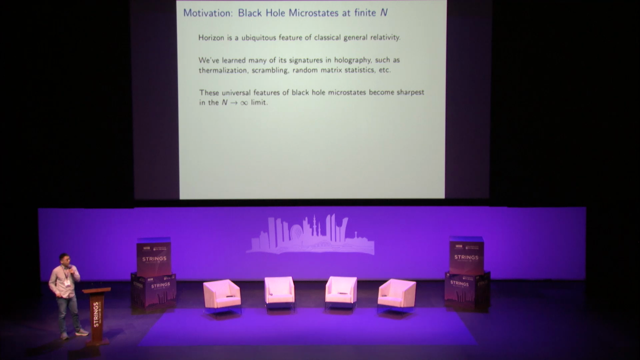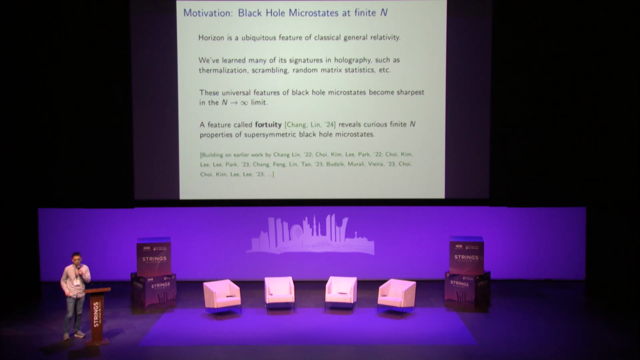So the horizon of a black hole is a ubiquitous feature of classical general relativity. Through holography, we've learned many of its quantum signatures, such as thermalization, scrambling, random matrix statistics, etc. Now, these very universal features of black hole microstates are usually sharpest in the N going to infinity limit of the boundary theory. Today, my focus will be on a new feature called fortuity, which was proposed by Chang and Lin based on this earlier work here, which reveals some curious finite N features of black hole microstates, specifically in the case where they are supersymmetric.